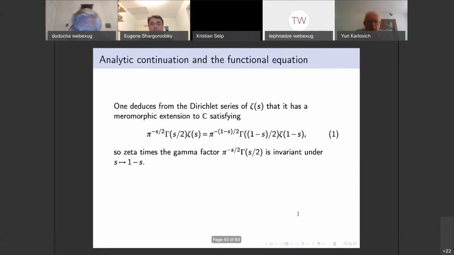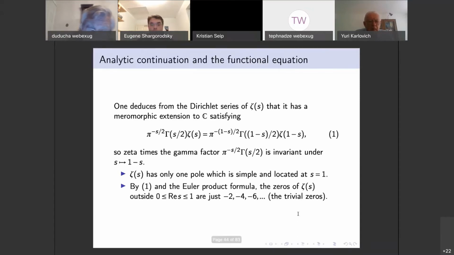Now from the Dirichlet series, the additive definition, you get the meromorphic extension, and you get the functional equation that I guess you are familiar with. If you multiply zeta by the so-called gamma factor, pi to the minus s over 2 times gamma of s over 2, you get something that is invariant under s going to 1 minus s. From that you see the basic things, like zeta has only one pole, which is simple and located at s equals 1. By this relation and the Euler product formula, the zeros of zeta outside of the critical strip are just the negative even integers.